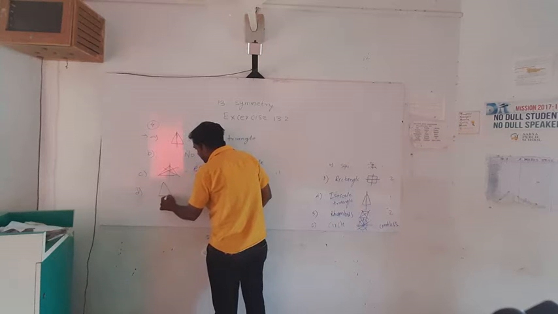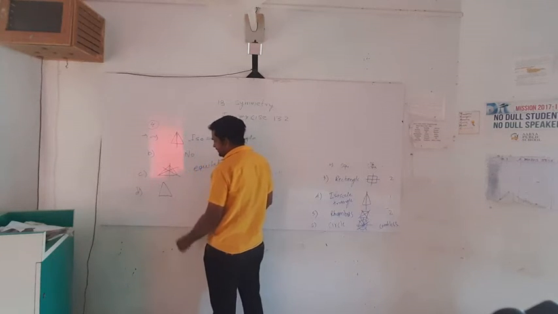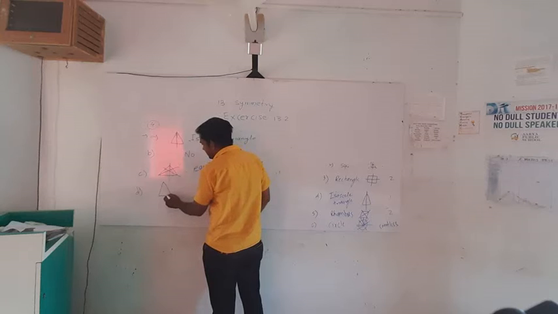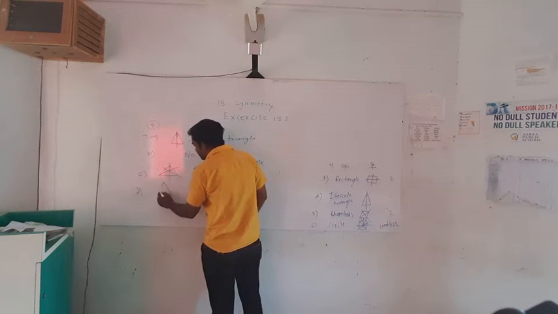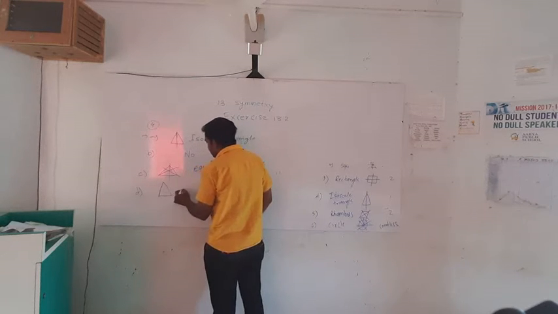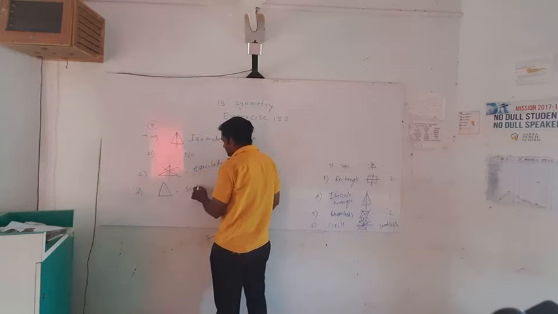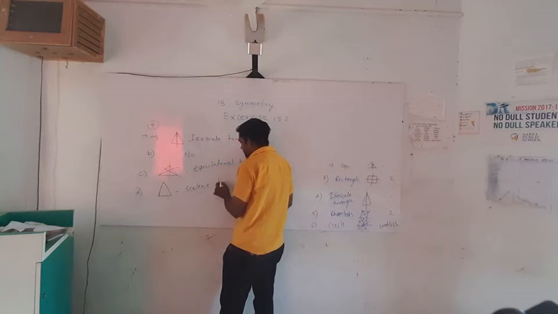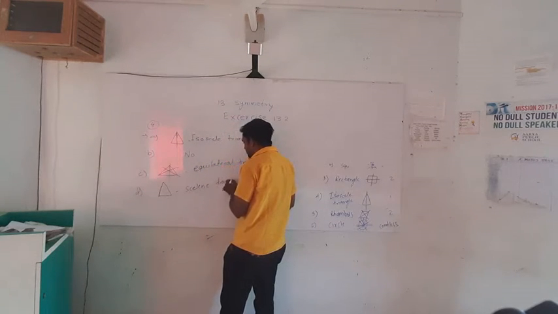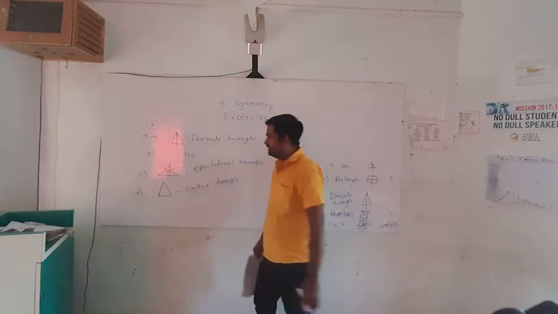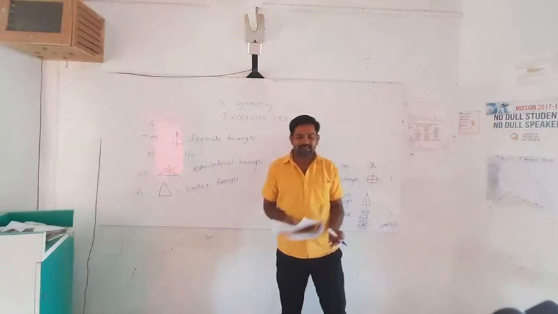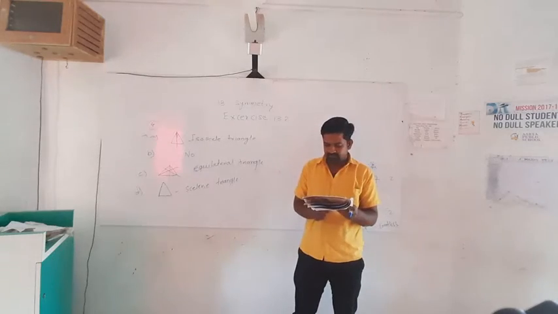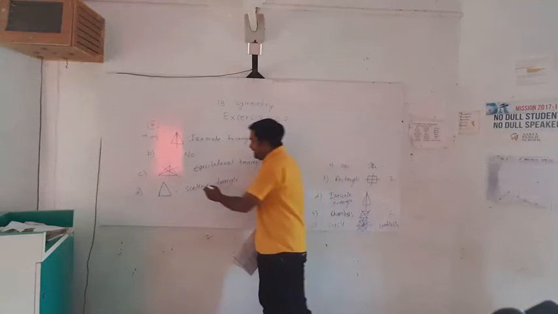All 3 sides are different. Yes, all 3 sides are different. A scalene triangle. Scalene triangle doesn't have any line of symmetry. Yes, scalene.